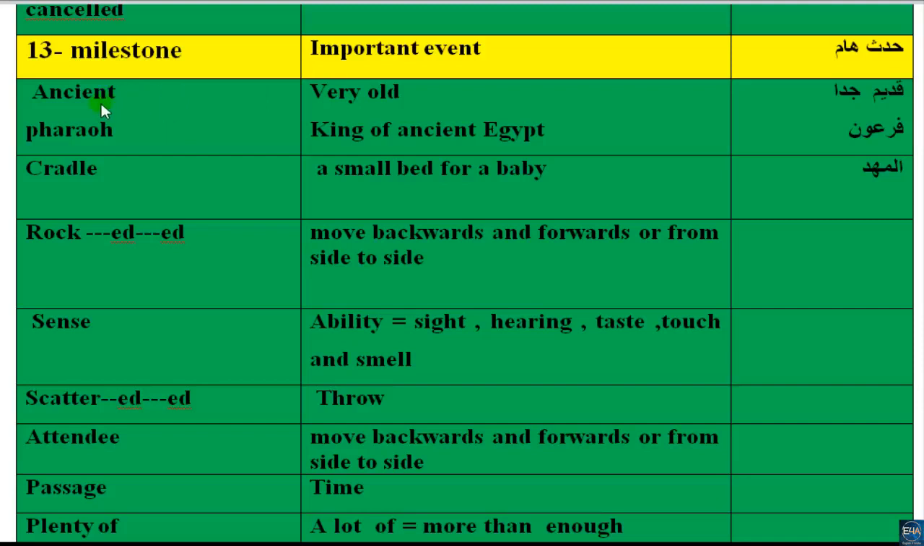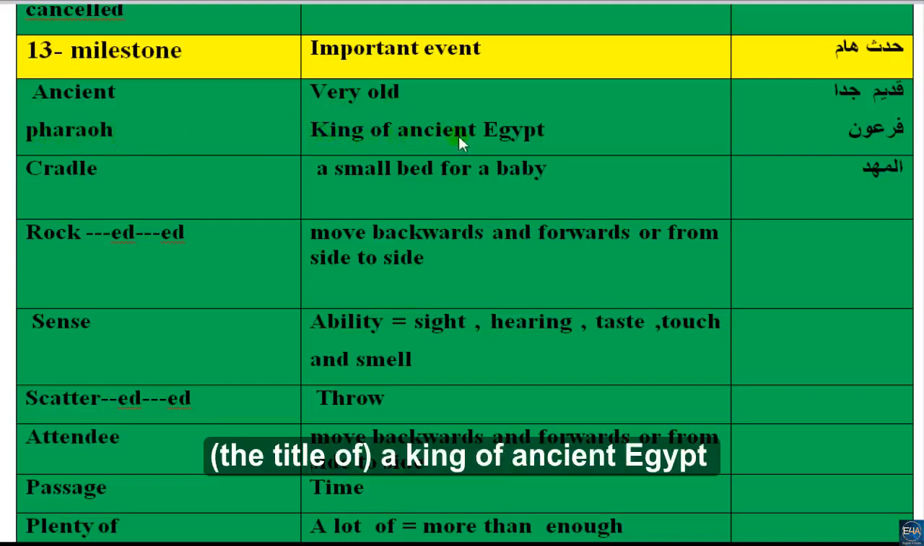Ancient: very old. The Y sound is between Y and O. Pharaoh: the H is silent, PH is pronounced as F. Pharaoh: king of ancient Egypt. This is a title.